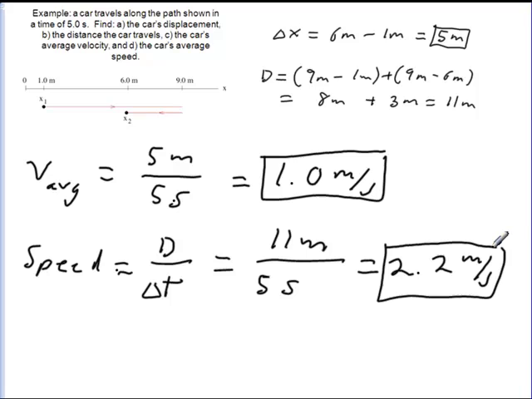Here, distance was more than displacement because I turned around and came backwards. So if the entire motion is all in one direction, the displacement and the distance will be the same. But if you change direction, either by turning in more than one dimension or by turning around and coming back, the distance will always be longer than the displacement.